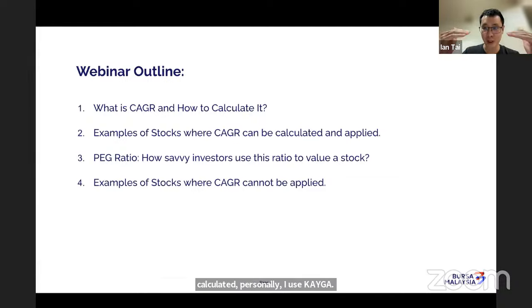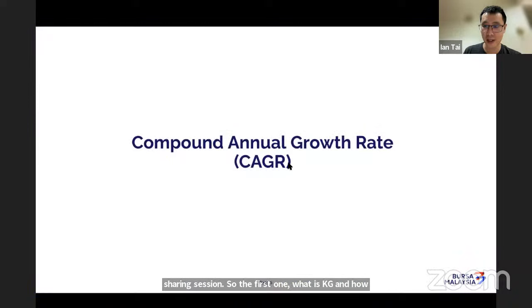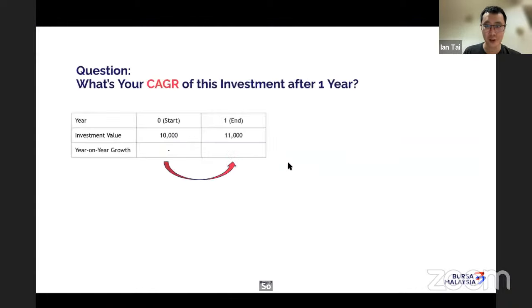So the first one, what is CAGR and how to calculate it? CAGR stands for compound annual growth rate. So what does it calculate? Well, let's go through some maths together. For convenience's sake, I'm going to make the slides like this so that I can use the calculator and present the slides concurrently. Hope that is okay with you guys.